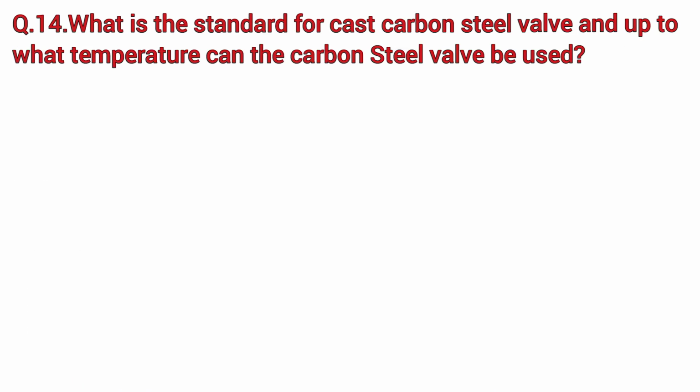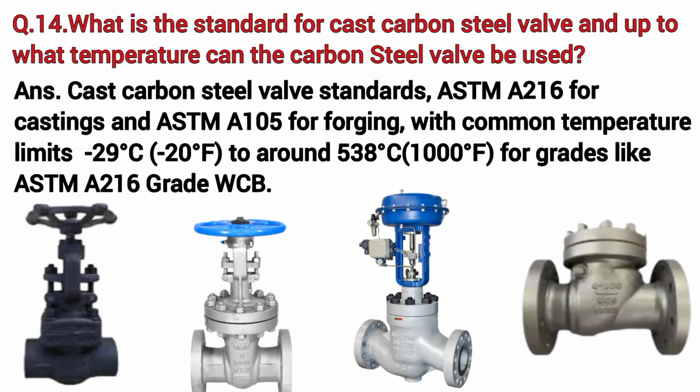What is the standard for cast carbon steel valve and up to what temperature can the carbon steel valve be used? Cast carbon steel valve standards: ASTM A216 for castings and ASTM A105 for forgings, with common temperature limits of -29 degrees Celsius (-20 degrees Fahrenheit) to around 538 degrees Celsius (1000 degrees Fahrenheit) for grades like ASTM A216 grade WCB.